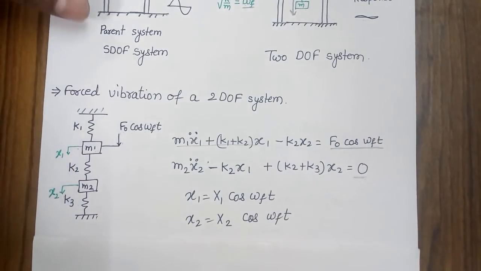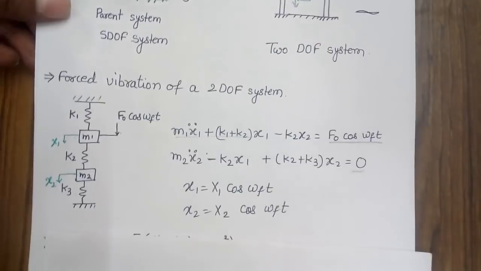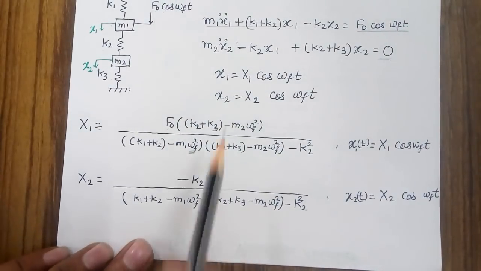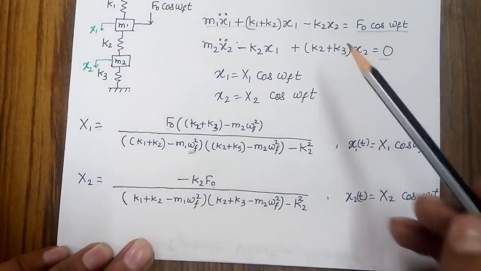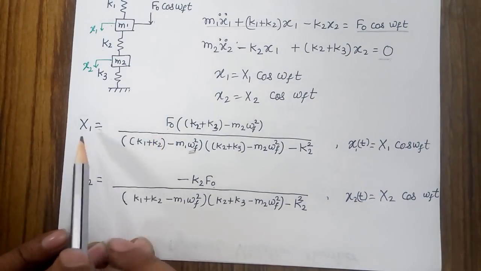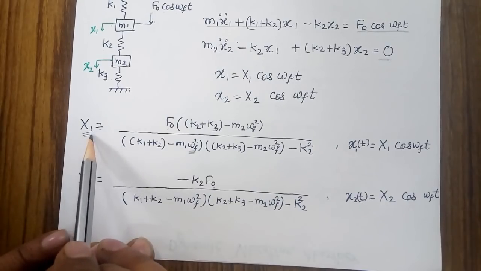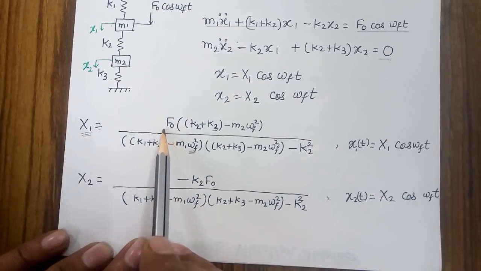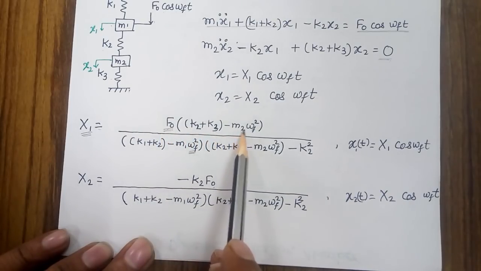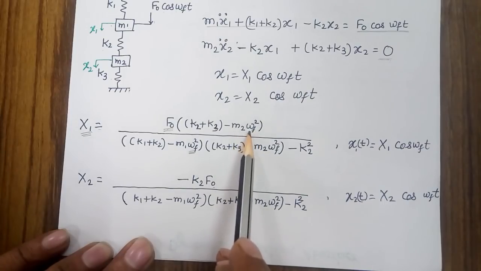When I put the general solution into my governing equation, I will get the response of the system. Here I am not going through the mathematics of the response, I am directly writing the formula for the response. So when I put the general solution into my governing equation, I will get these two response equations. The first equation corresponds to the response of the first mass. Here we can see that F0 is in the numerator, and K2 plus K3 minus omega_f squared M2, where omega_f is the excitation frequency.